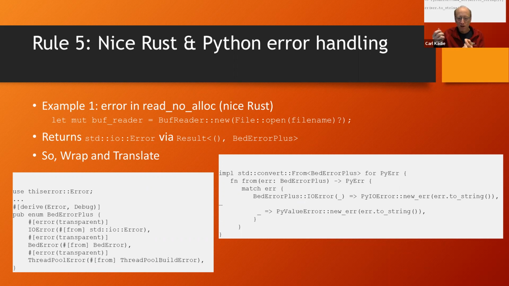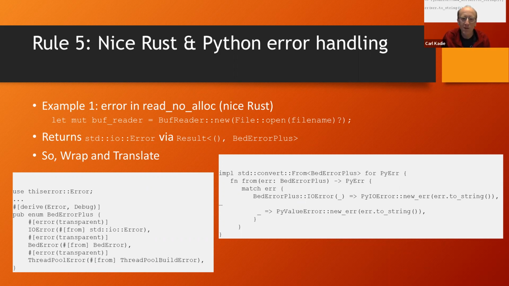The one problem we have is a Rust error doesn't look much like a Python error. So we want in our translator function to convert the BedErrorPlus to PyErr, which is the library's class for the Python error. And we can do that just by defining an implementation of a convert From method. And it says you input an error of type BedErrorPlus, and then we'll do a match statement on that.